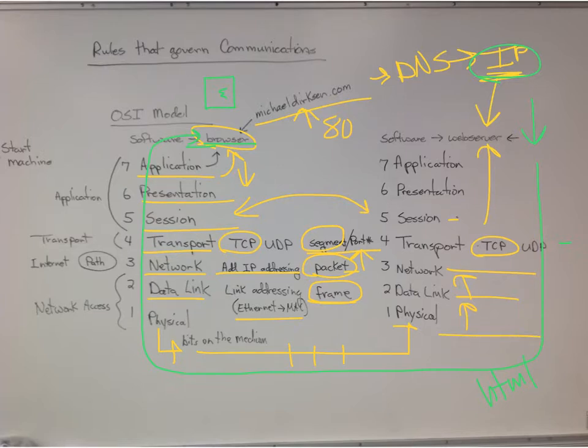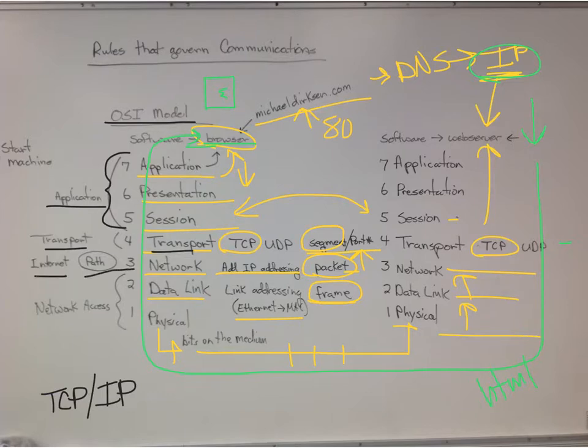Now, this is the OSI model. We do have the TCP/IP model. In that one, these layers are all called application. The transport is still a transport layer. The internet layer is the same as the network layer here. And then we combined data link and physical as network access. Okay.